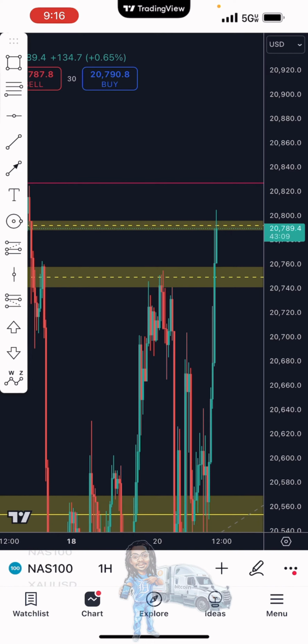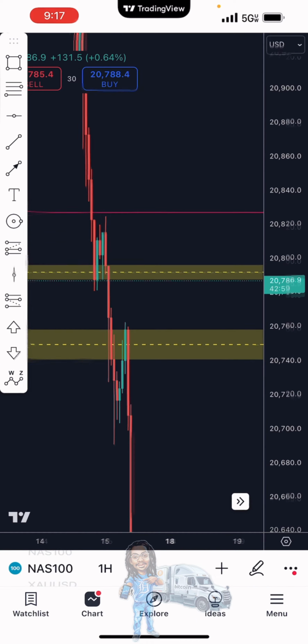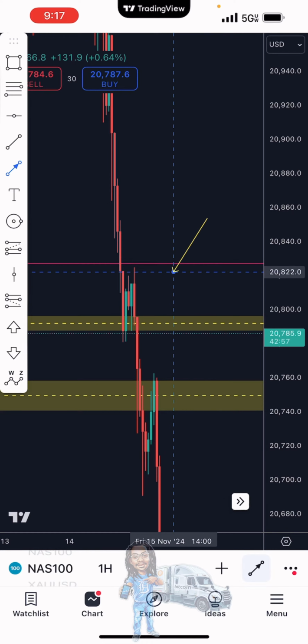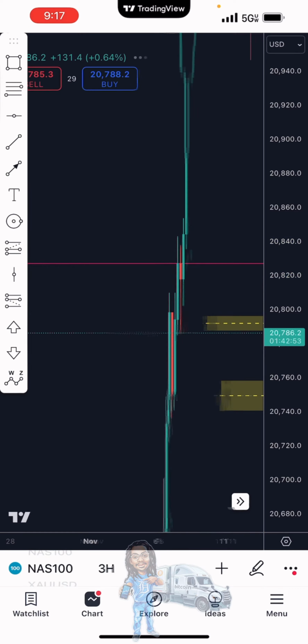So what we previously had was we had liquidity right here. The market came up and it swept this liquidity, and now it's bouncing up into an order block, right? It's bouncing up into an order block. Now this is the 1 hour time frame. It looks a little bit different.